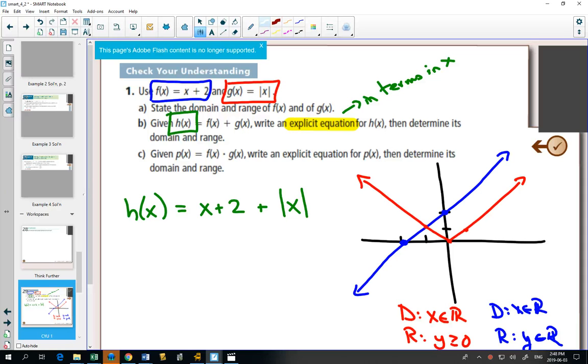And what does x plus 2 plus the absolute value of x look like? Because we're going to want to determine its domain and range. Well, if I'm adding functions, I can just pick some nice values. Can you see that 0 plus 2 would equal 2? 1 plus 1 would equal 2. Here I would have 1 plus 3, it would equal 4. Here I would have 2 plus 4, which would equal 6. And if I kept doing values, I would get the following graph.